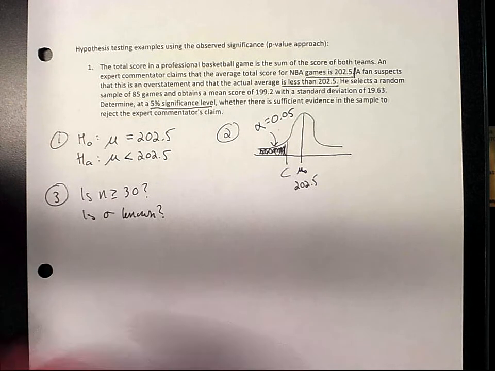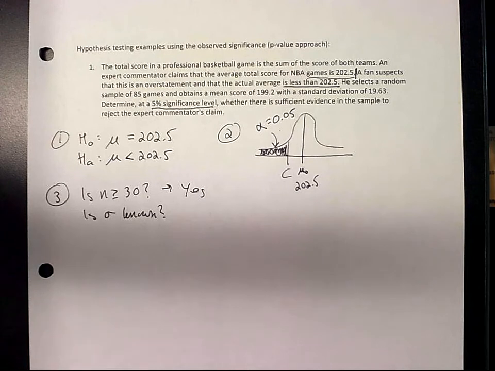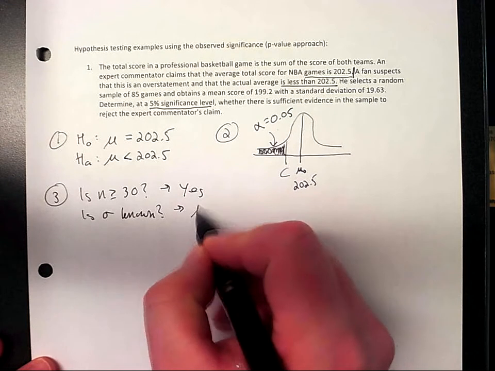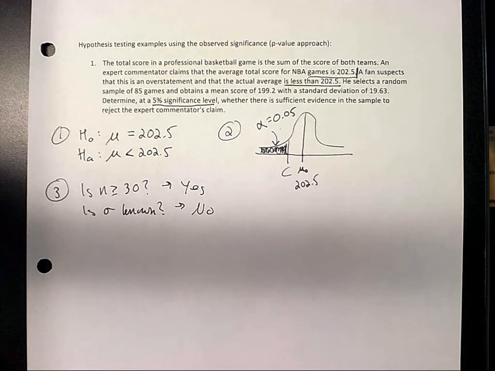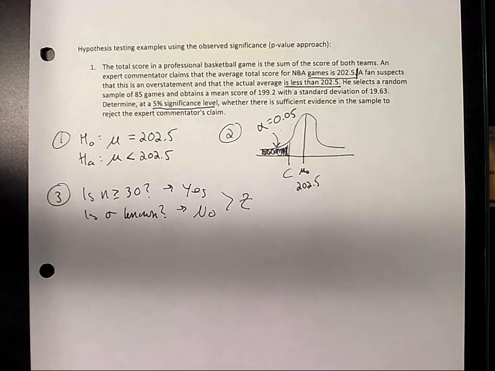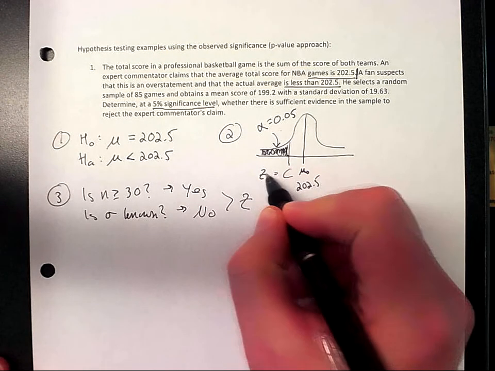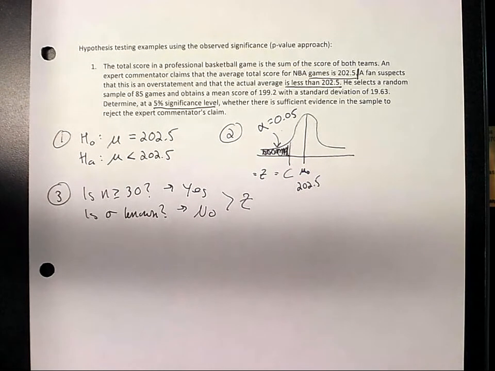How big is our sample size? 85, so this is yes. Do we know sigma? No, we only know the standard deviation from the sample, so this is no. Everybody good with these two answers? What are we going to use? Z. All right. Wouldn't the majority of the time with these problems we work with the z-scores?